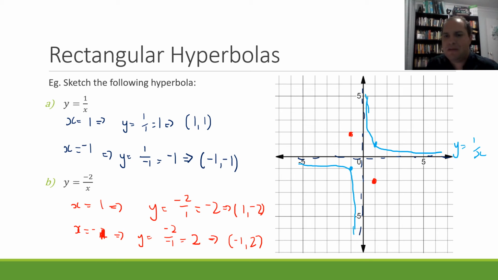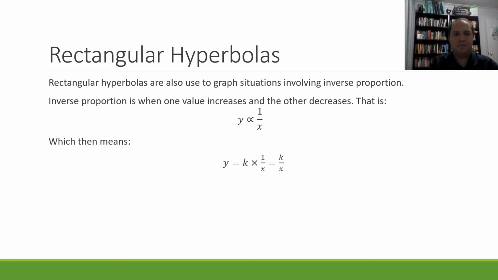So our hyperbolas have flipped, and we could see that because we've got a negative dilation. So it should be in those opposite two quadrants, not top right, bottom left, but top left, bottom right. And then we can draw our hyperbola with those points. y equals -2 over x. And that's how we go about drawing our rectangular hyperbolas.